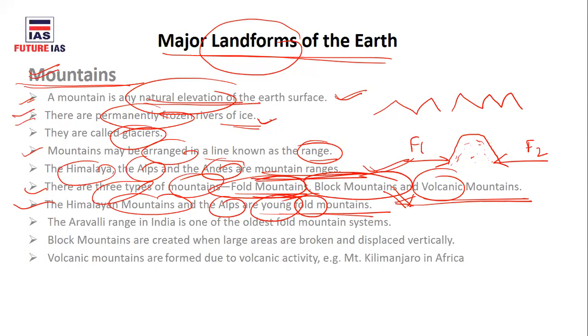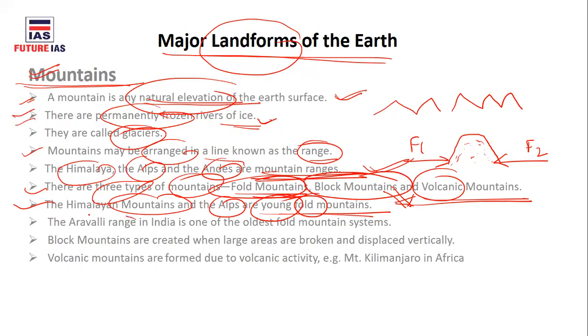The other is a remnant. Remnant means they are the leftover portion. That means they are not rising, right? But when you say young, it means they are still rising, and they are also called fold mountains. So their combined name is young fold mountain.